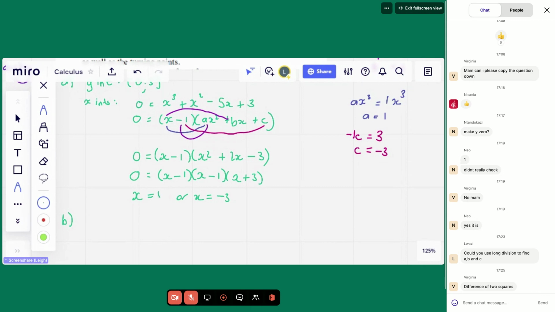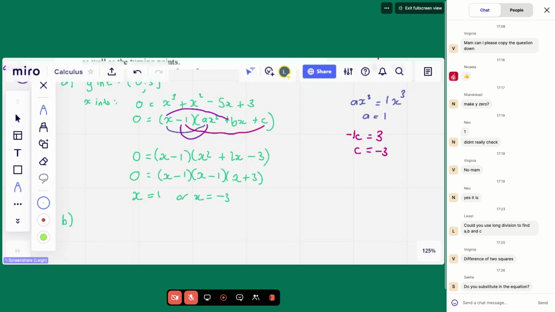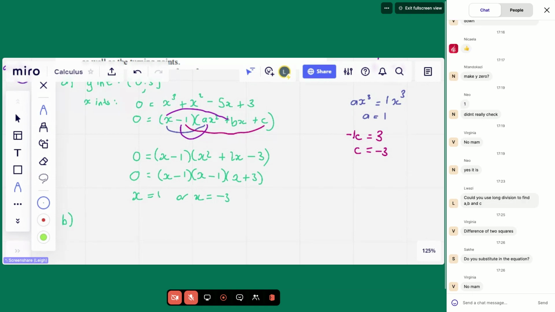Virginia, difference of 2 squares. Are you talking about calculating the coordinates at the turning point, Virginia? Do you substitute into the equation? Well, you're going to eventually. Okay. Yes. Do you find the derivative? There we go. There we go. Sorry, who was that? I didn't see who unmuted their mic. Oh, it's me now. Oh, okay. Well done. That was perfect.